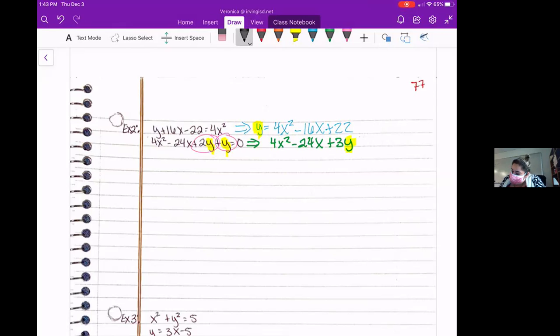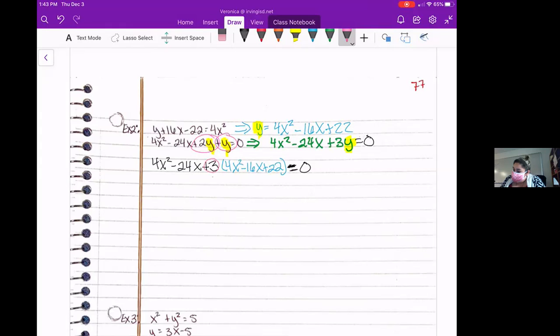So you're going to end up with 4x squared minus 24x plus 3. Then you can plug in your expression: 4x squared minus 16x plus 22. And we know that that's going to equal 0. So from here, we're just going to be doing algebra 1, right? So we're going to simplify and distribute.